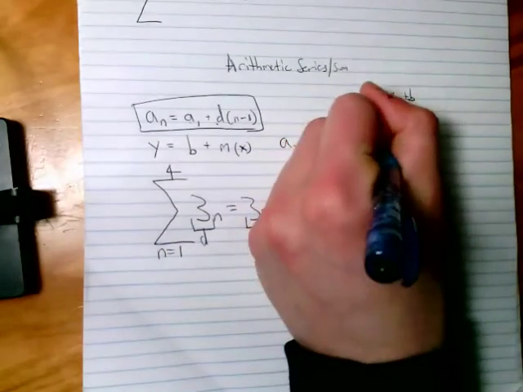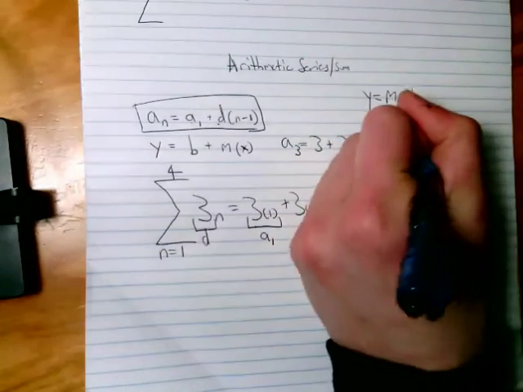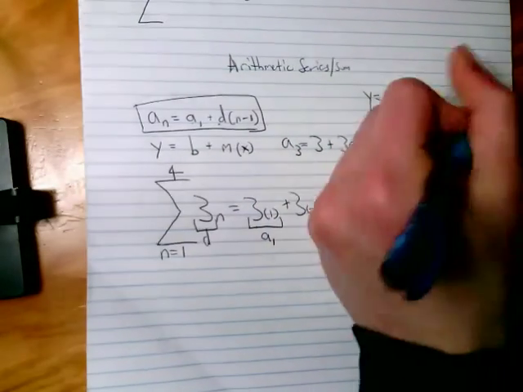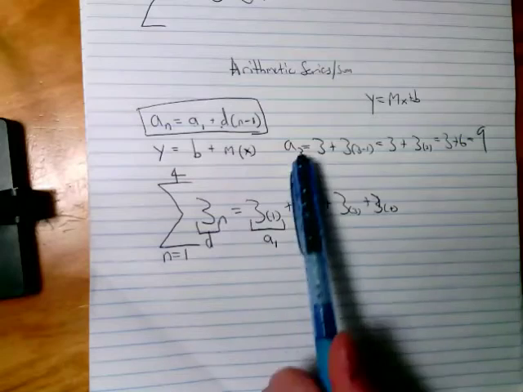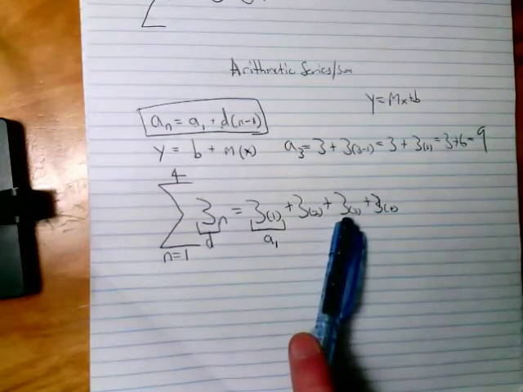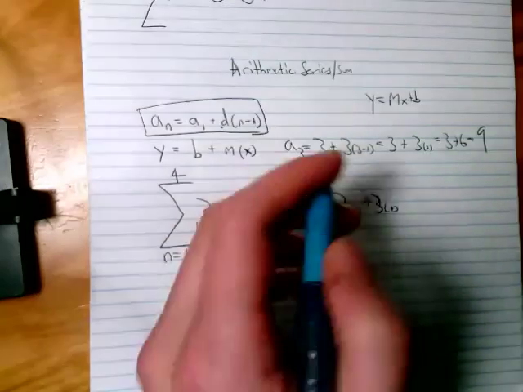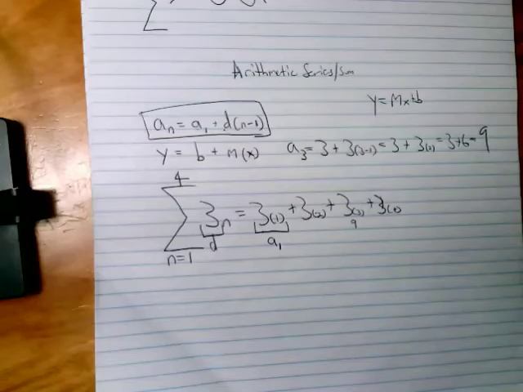So it's 3 plus 3 times 2, which is equal to 3 plus 6, which is equal to 9. And if we go to the actual third term in this series, we find that it's 3 times 3, which is equal to 9. Actually equal to 9.